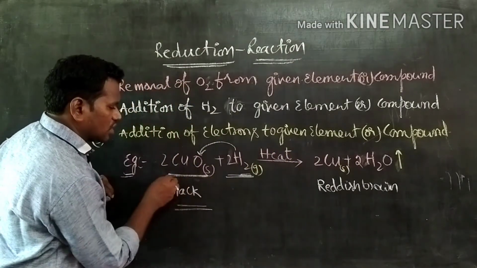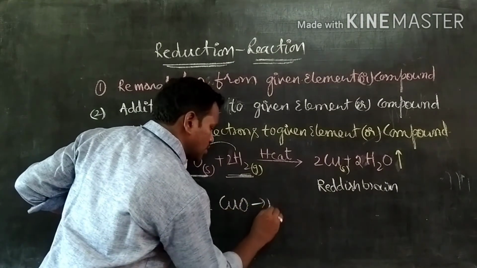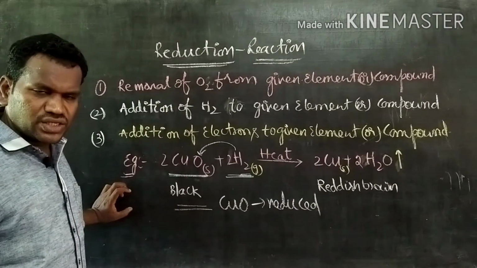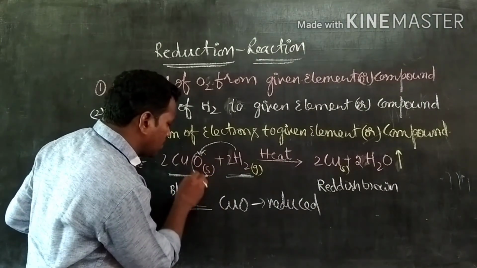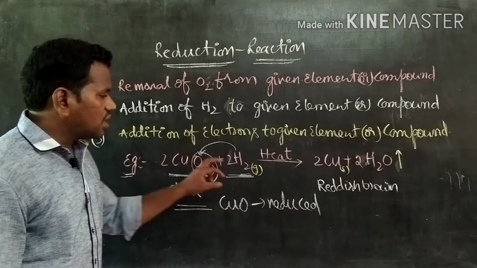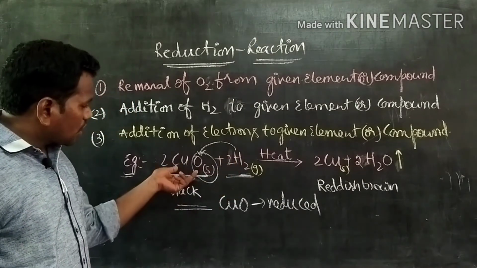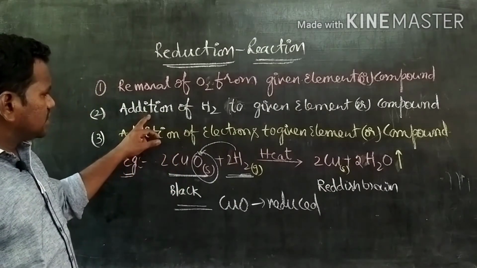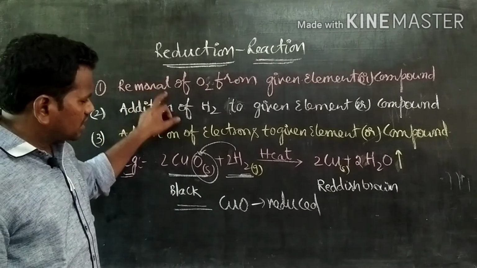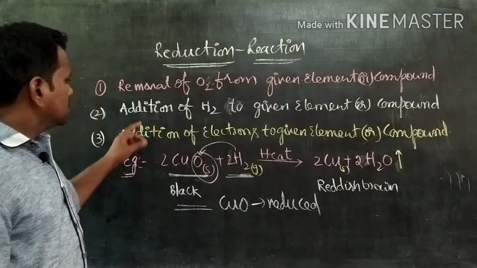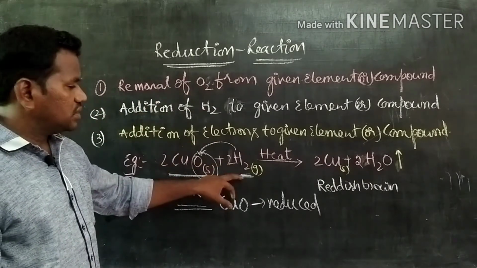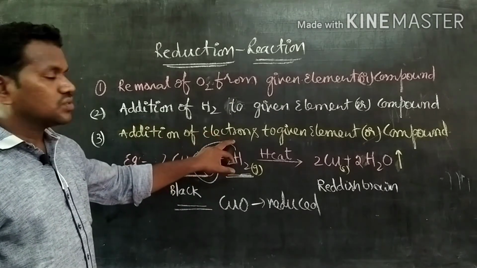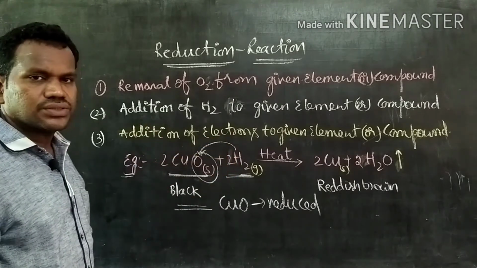Then we can say copper oxide is said to be reduced. Why? Because there is a loss of oxygen because of hydrogen. So copper oxide is said to be reduced. See the second definition. As per the first definition, removal of oxygen. Second one is addition of hydrogen. Here we are adding hydrogen. In higher classes, we are going to learn addition of electrons.